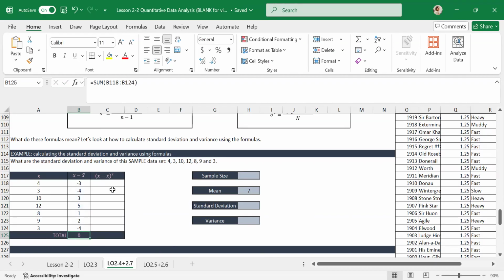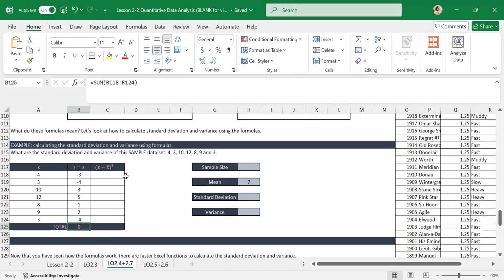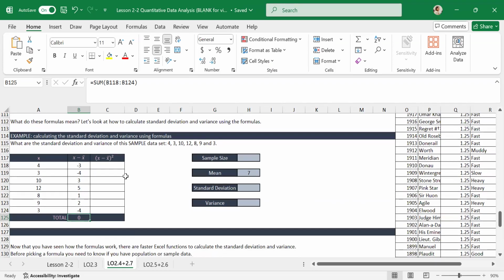And this actually is not by chance. This happens for every single data set you'll have. That's because the mean is like the balancing point in the data set. It's like that fulcrum on the teeter-totter or the seesaw, whatever you want to call it. So if you find out how far every single value is away from the mean and add it up, they'll always add to 0.